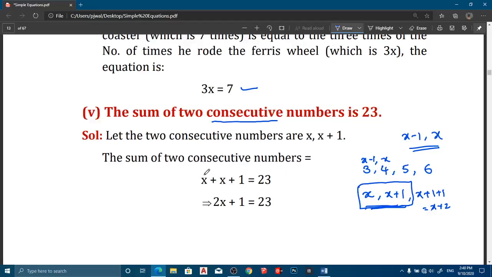Now you can add these two. This is 1x, this is 1x. If there is no number in front of the x, you can take it as 1x. So 1 plus 1, 2x. So 2x plus 1 is equal to 23 is the equation. Now you can take it as 2x is equal to 23 minus 1 also. Okay, you will get 2x is equal to 22.